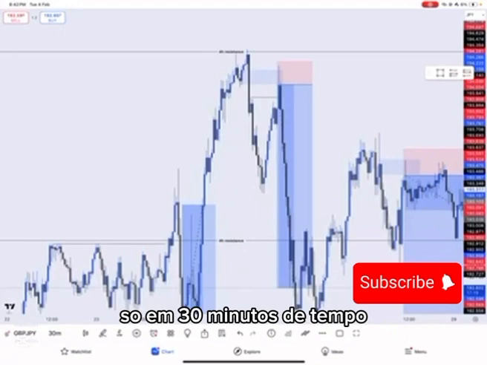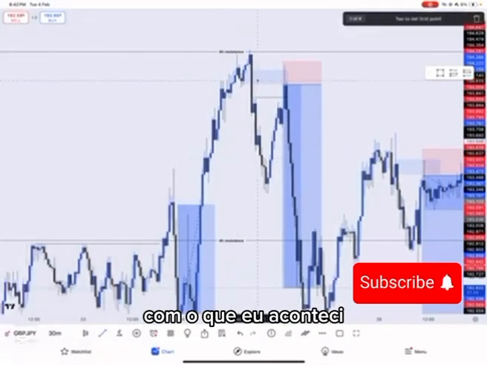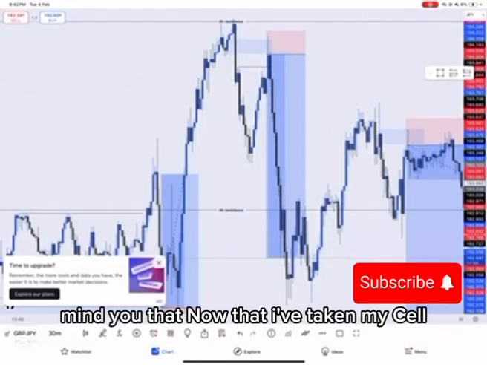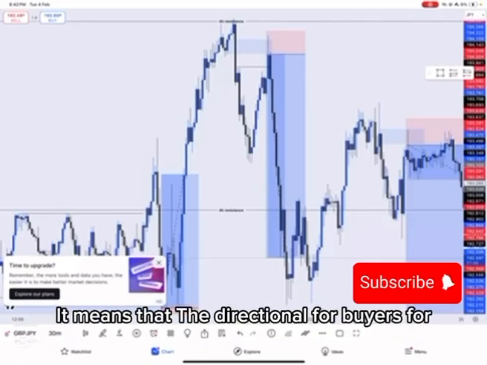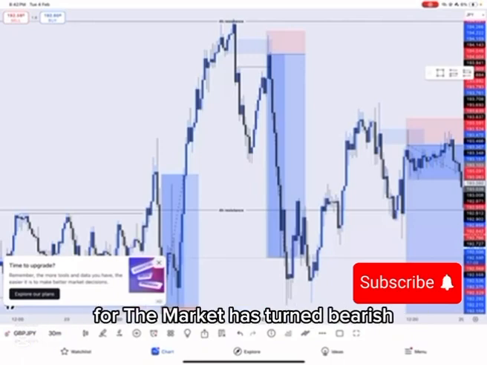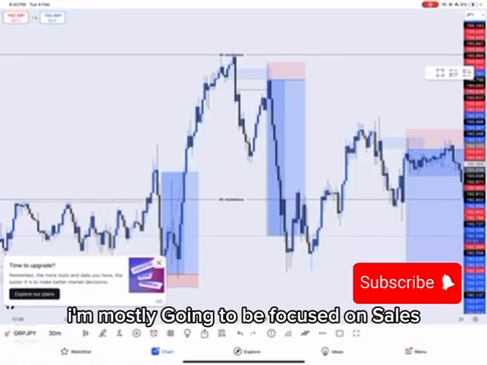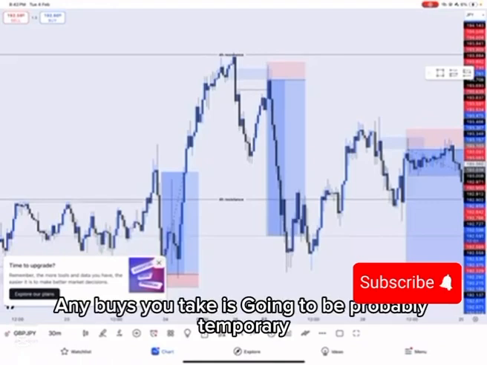So on the 30 minutes time frame, I happen to see a structure shift to the downside here, while at that 4 hours resistance level. So a structure shift to the downside, saw my inducement, and then the breaker block. That's why I took my sell. Now, mind you, now that I'm taking my sell, it means that the directional bias for the market has turned bearish. So I'm not going to be looking for any buys. I'm mostly going to be focused on sells. Any buys you take is going to be probably temporal.